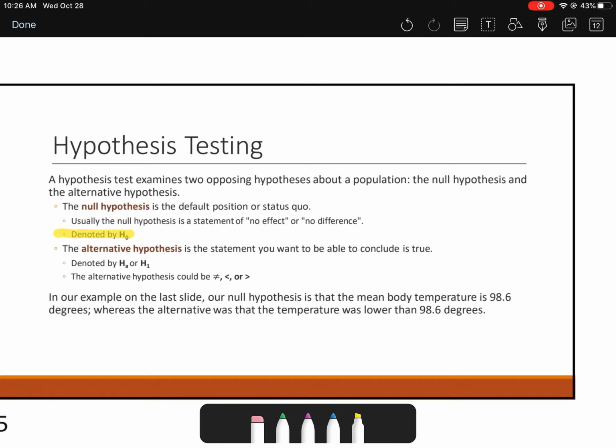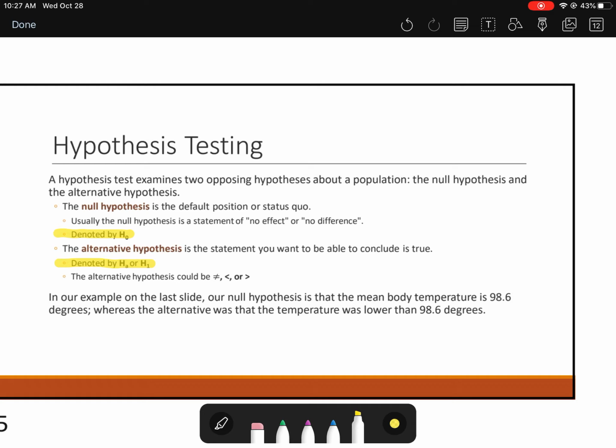Okay. So the next thing I want to talk about, though, is your alternative hypothesis is the statement you want to be able to conclude is true. Or in other words, it's what the researcher is proposing might happen. So this is either denoted by H sub A or H sub 1. I would say the most time I see it as H sub 1, but completely depending on what text you're looking at. And the alternative hypothesis could be not equal to, it could be less than or greater than the null hypothesis. Okay, and we'll get into that in just a second.